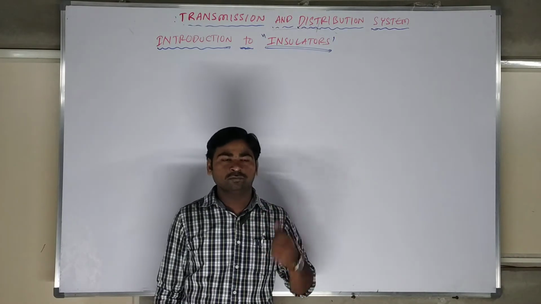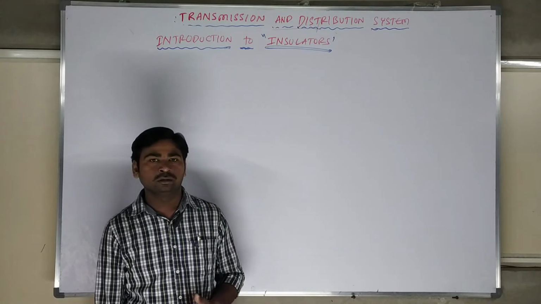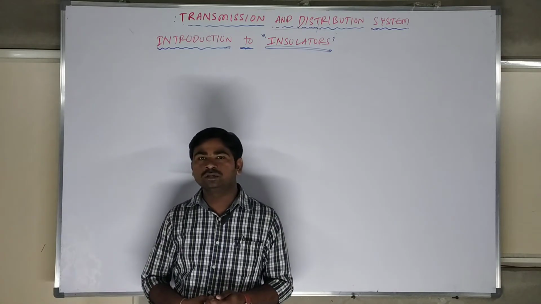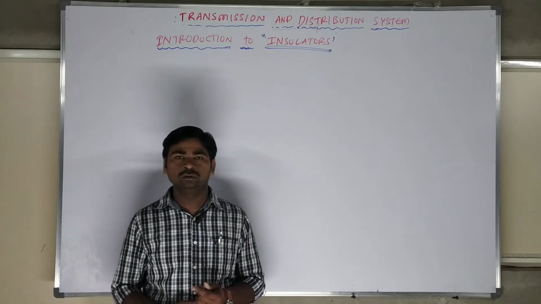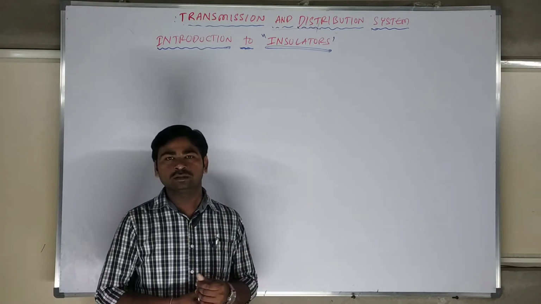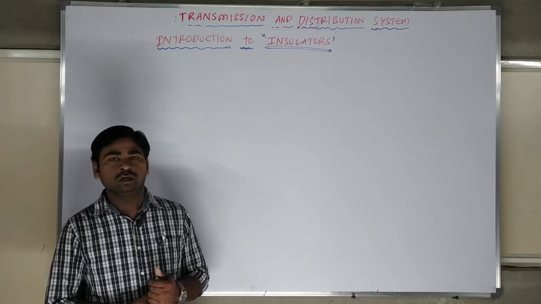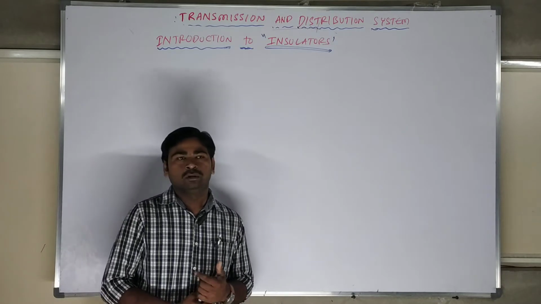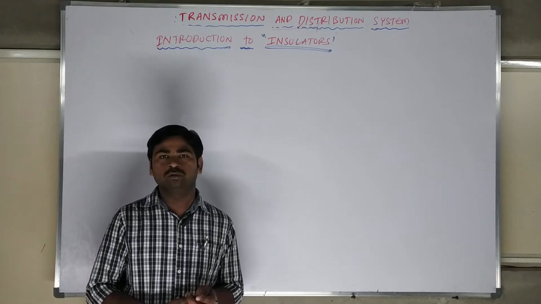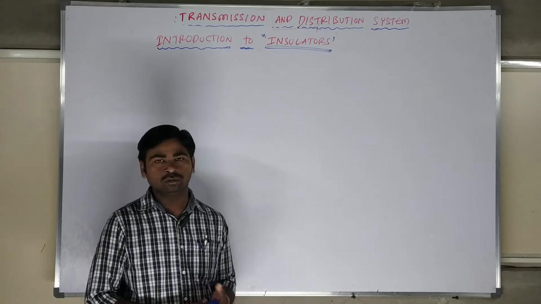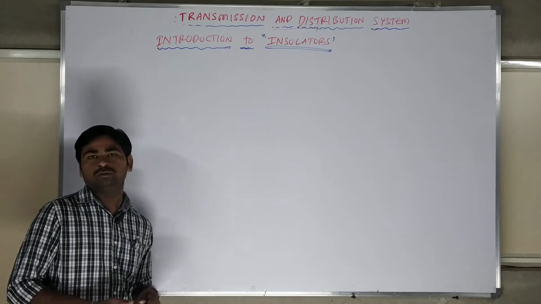In the last class, we already started the introduction to the insulators. In the insulator concept, there are two important concepts. In the last video, I told you we have two voltages, that is puncture voltage and flashover voltage, and factor of safety. So an insulator has to maintain a puncture voltage higher than the flashover voltage. That is the concept I told you. In this video, I will discuss what the flashover voltage is and what the puncture voltage is.